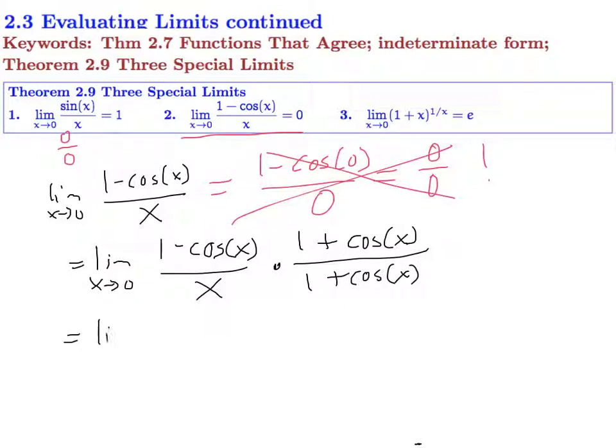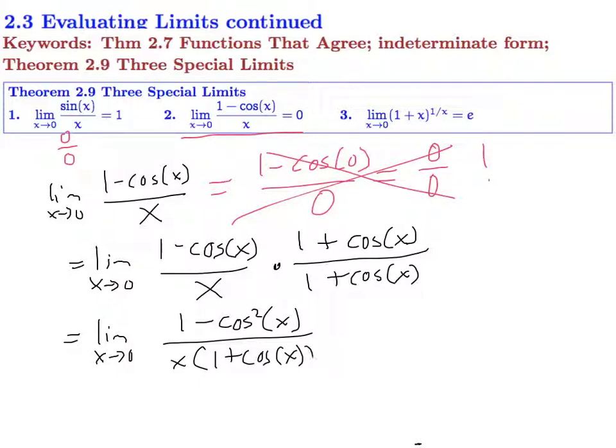The reason we want to do this is because trig functions are pretty nice. When we multiply this out, we end up with 1 minus cosine squared x all over x, and don't multiply the other part out. Of course, we remember all our trig identities. 1 minus cosine squared x is just going to be sine squared x, all over x times 1 plus cosine of x.